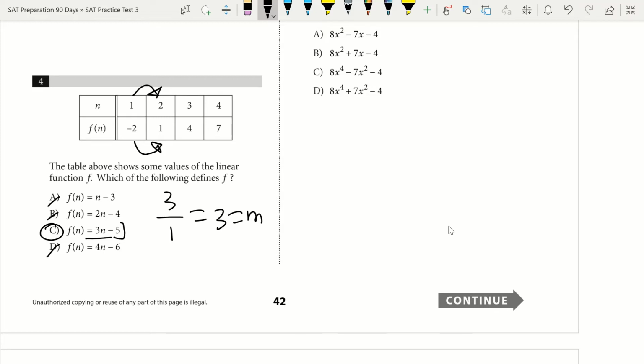I didn't even check this -5 because I knew my slope had to be 3, right? And we see that that pattern continues. Going from 2 to 3, we increase by 3 as well. 3 to 4, we go from 4 to 7, which is an increase of 3 as well. Right, so I don't even have to pay attention to what my y-intercept is. I know my answer will be C for number 4.